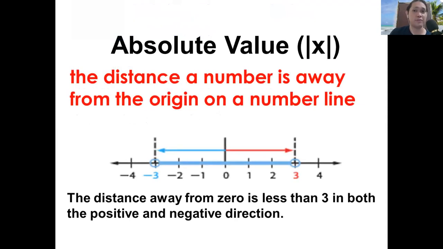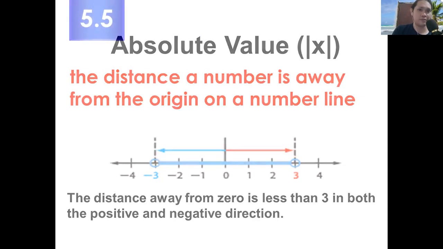So let's define the absolute value of x. This is the distance a number is away from the origin on a number line. So again, the absolute value of x, as represented in the symbol, is the distance a number is away from the origin on a number line. The distance away from 0 is less than 3 in both the positive and negative direction, as you can see on the illustration. The illustration shows negative 3 and 3. That's how we illustrate the absolute value using a number line.